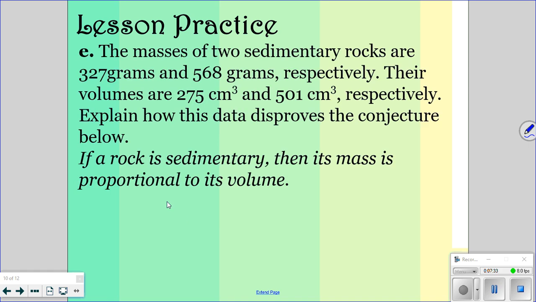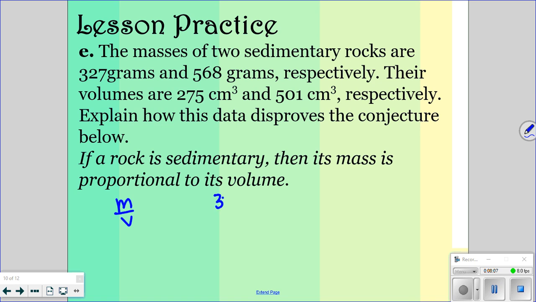All right, looking at one more. Y'all try this one by yourself. The masses of two sedimentary rocks are 327 grams and 568 grams respectively. Their volumes are 275 and 501 respectively. Explain how it disproves the conjecture. So it says if a rock is sedimentary, so we have two sedimentary rocks, then the mass is proportional to the volume. So mass over volume should be the same for these two.